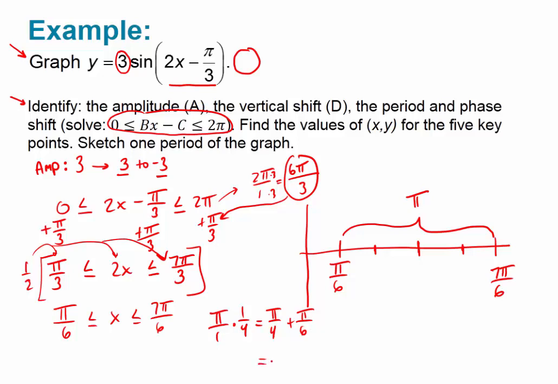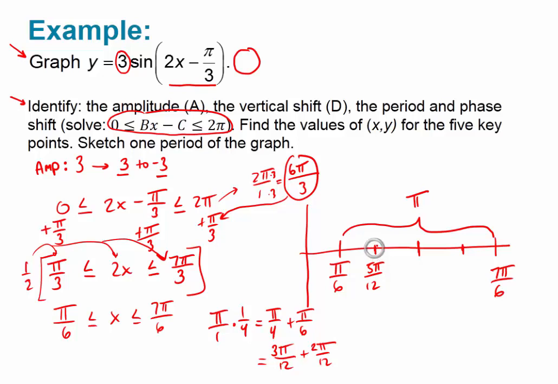So I'm going to add that to pi over 6. Looks like a denominator of 12 for both of those. This one I had to multiply by 3 to get to 12. This one I had to multiply by 2, so that's 2 pi. So it looks like this value right here is going to be 5 pi over 12. Okay, so right now I'm at 5 pi over 12.